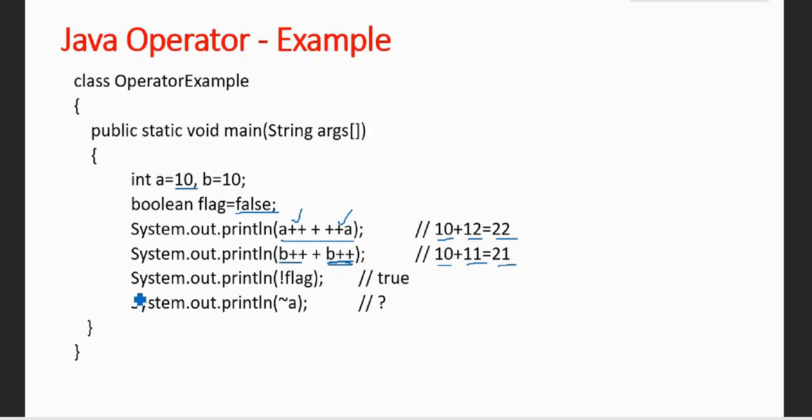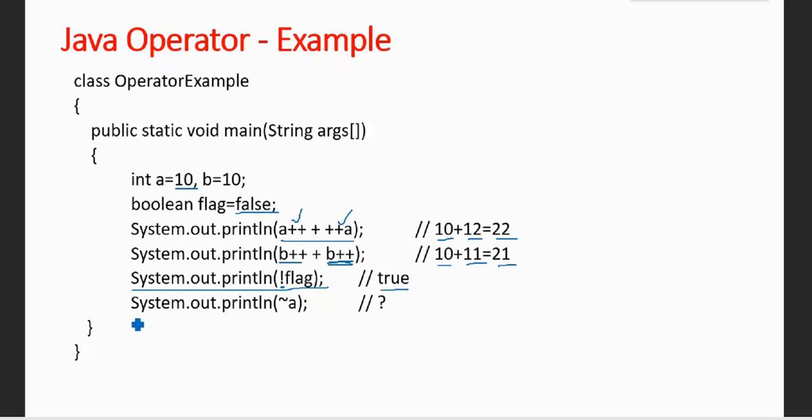Now same thing here, System.out.println. If I use an exclamation symbol, we call the exclamation symbol the not operation. So not flag: the flag value is false, so it will convert that into the opposite. Its opposite is true, so the output displayed on the screen is true.